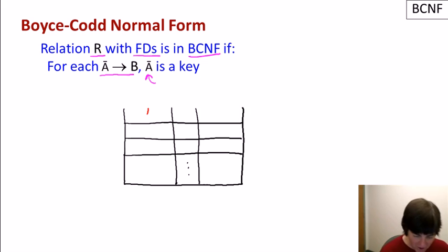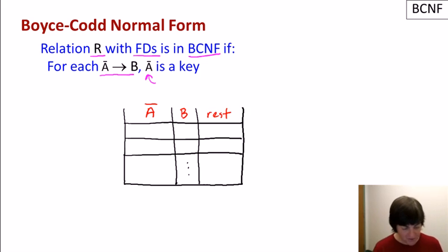So here's our relation R, and here's the set of attributes A on the left side of the functional dependency, attribute B, and the rest. And let's just put in some values. So let's suppose that we have two tuples here with the same A value. Then by our functional dependency, we're going to have the same B value, and the rest can be anything.